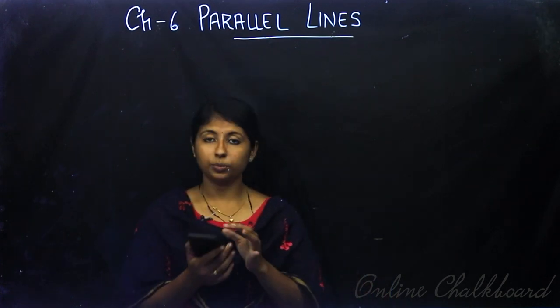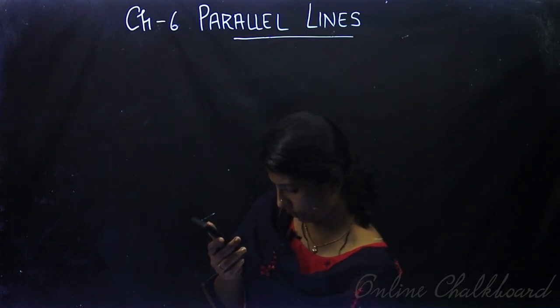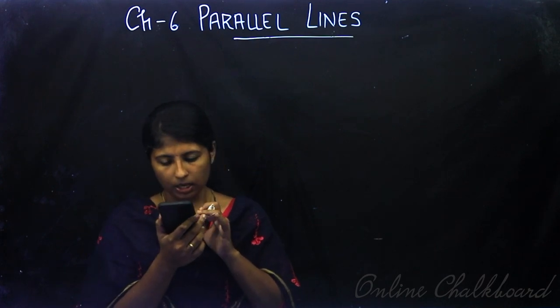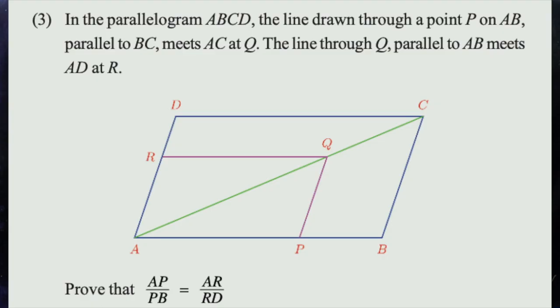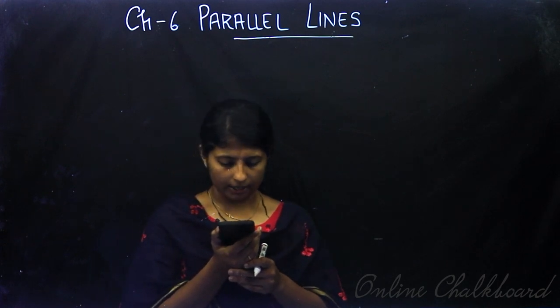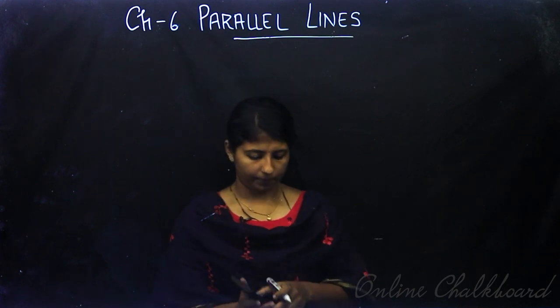Now, let's move on to the third and fourth question. Second, we discuss here. Question number 3. In the parallelogram, page number 94, ABCD, in a parallelogram ABCD, the line drawn through a point P on AB parallel to BC meets AC at Q. The line through Q parallel to AB meets AD at R. Prove that AP by PB is equal to AR by RD. This is a question, ABCD is a parallelogram. First, let's draw that parallelogram.